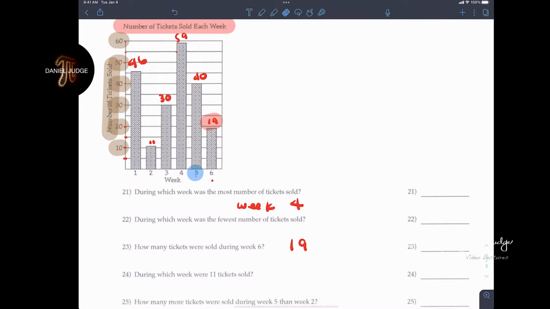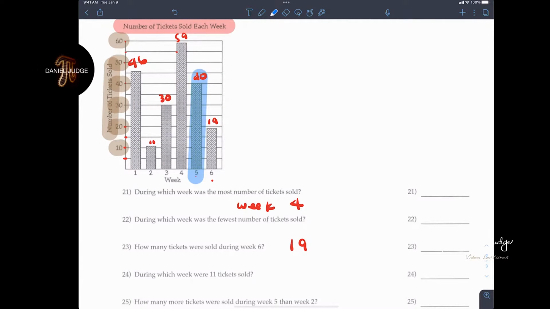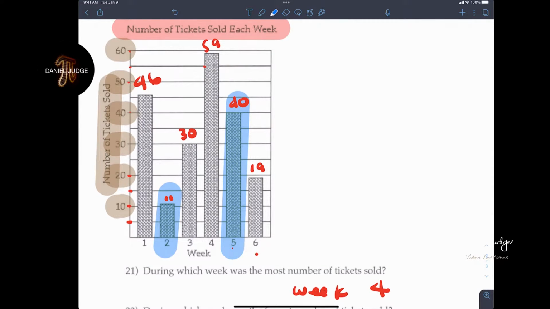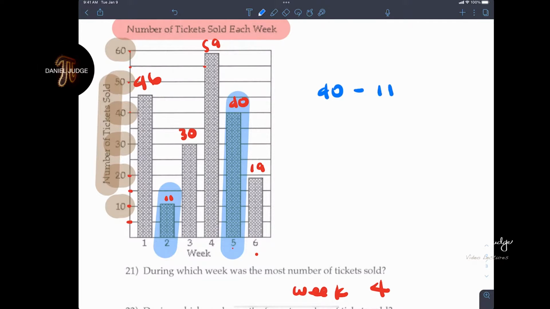I'm going to get rid of some of this. Okay. Week 5, we had 40 tickets. Week 2, 11 tickets. That's a really good question. I like that. Jeez. Note to self. How many more tickets? The question is, what's the difference between 40 and 11? So we're going to have to take the difference between 40 and 11, ladies and gentlemen. Now, yes, you could use your TI, or you can go back and use some arithmetic. Use your subtraction algorithm. There's no harm in doing some arithmetic yourself. So the answer should be 29.